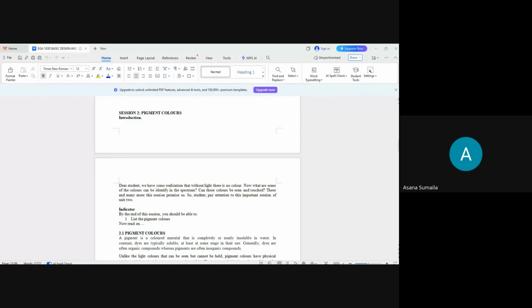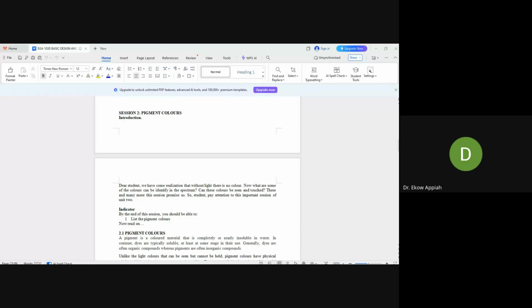Asana, what I'm saying is that secondary colors are the colors obtained from the mixture of two primary colors. Which colors are they? Primary colors. Okay. So you mean if I've heard you right, secondary colors are obtained when two primary colors are mixed. Is that not so? Asana, is that not so? Yes, sir. That's what I'm trying to say.